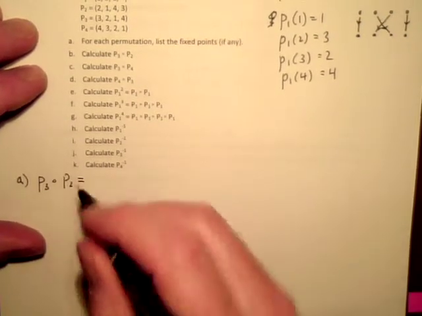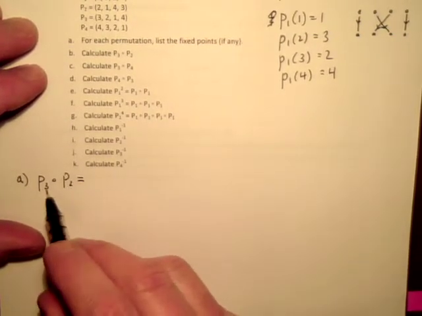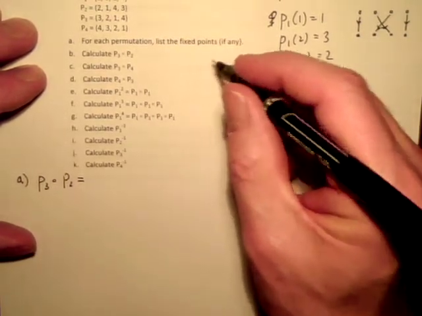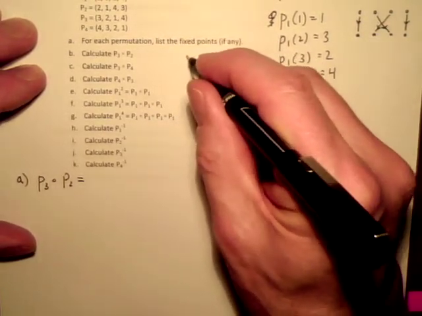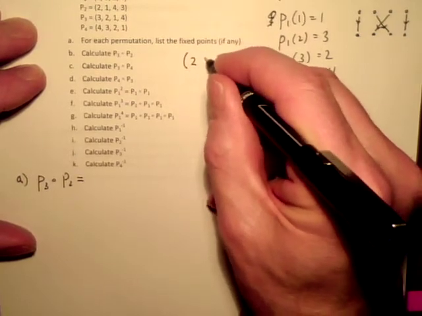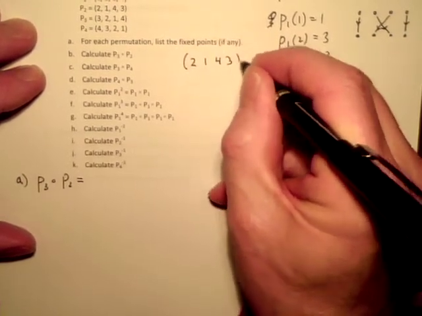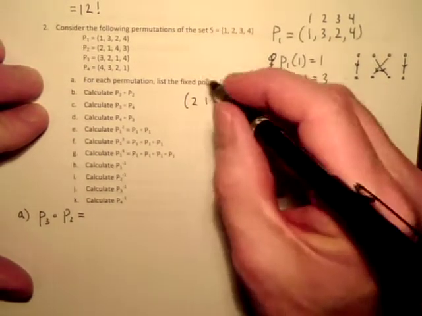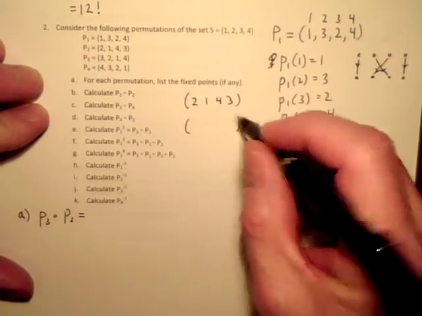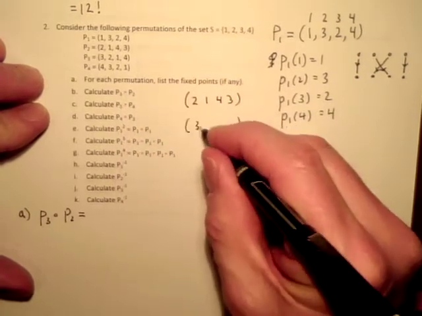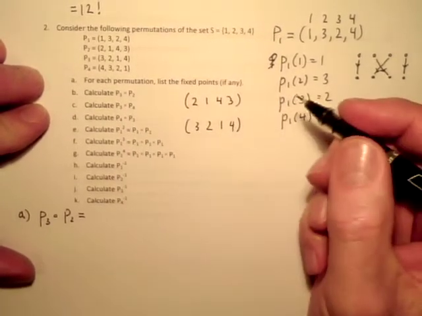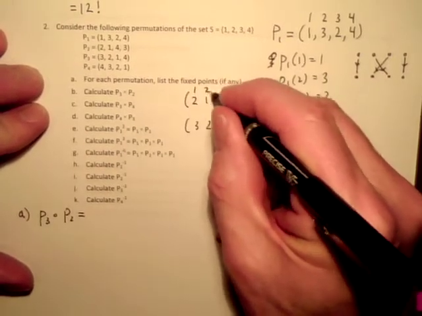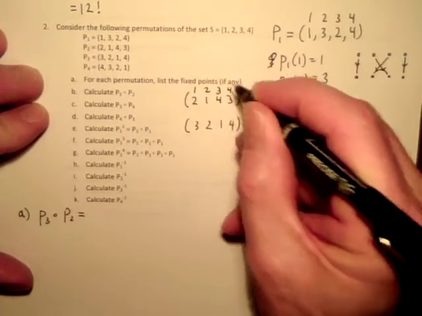What this means is that we apply P2 first and then we apply P3. And if you want, you can draw P2 up above P3. 2, 1, 4, 3. There's P2. And then here's P3. 3, 2, 1, 4. Okay, and go ahead and draw the numbers up above on each one of them, if it helps.